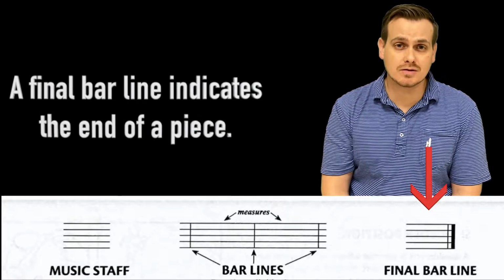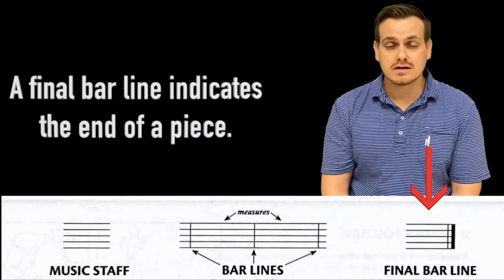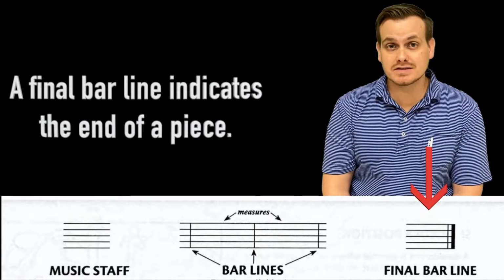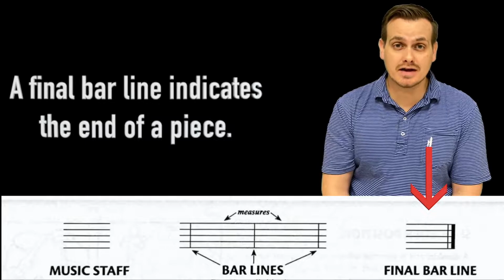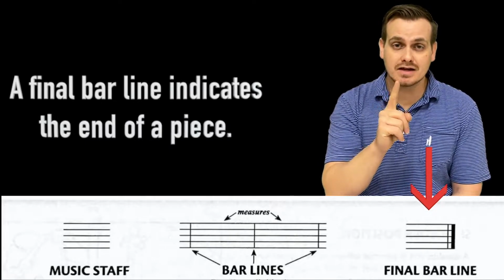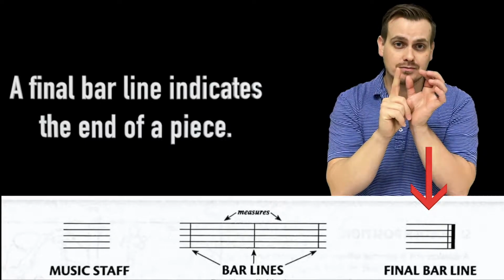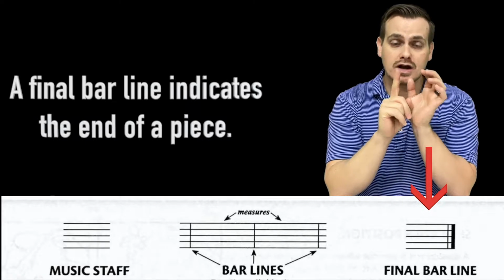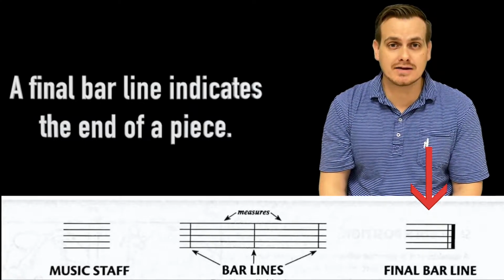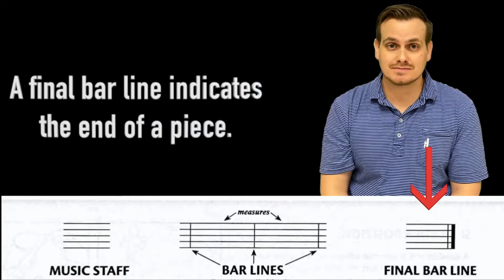You'll also notice that the bar line and the final bar line look similar. One big difference is that the final bar line isn't just one thin line, it's also a very thick black line next to it. Whenever you see that symbol, the final bar line, it's over. That's the end of the piece.